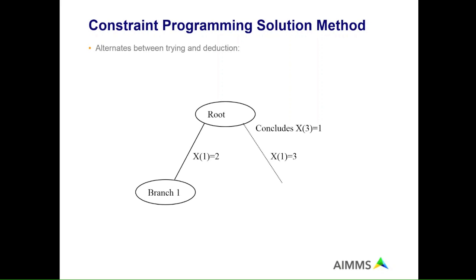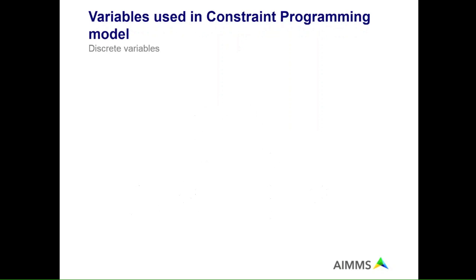At the first branch, we are going to deduce again. What can we conclude? Well, if x1 is 2, we can conclude that x2 is 3, and we have a solution found for all 3 variables. And we did not even investigate the second branch. So, using the constraint programming solution method, instead of trying 81 times whether all constraints are satisfied, we only have to try once.